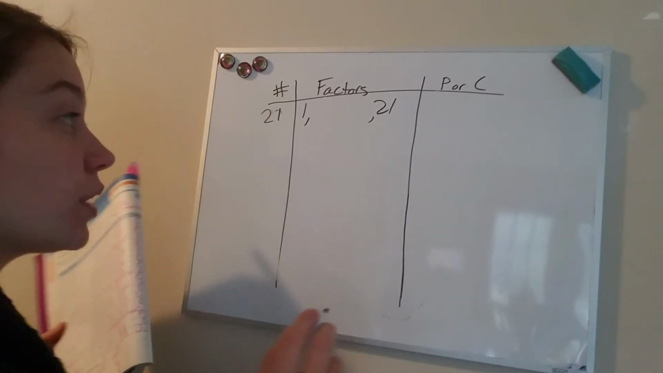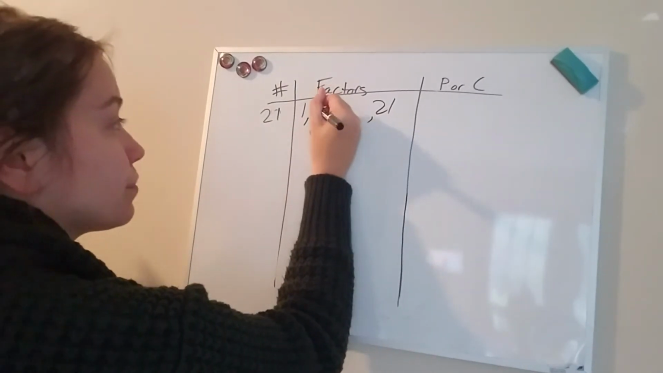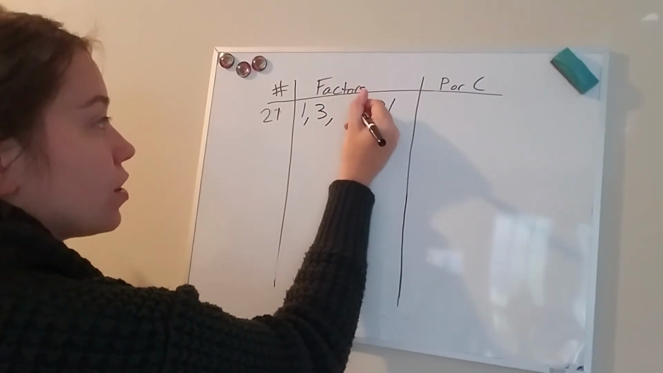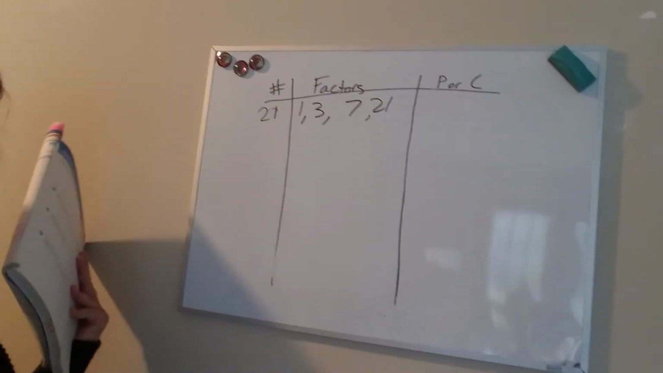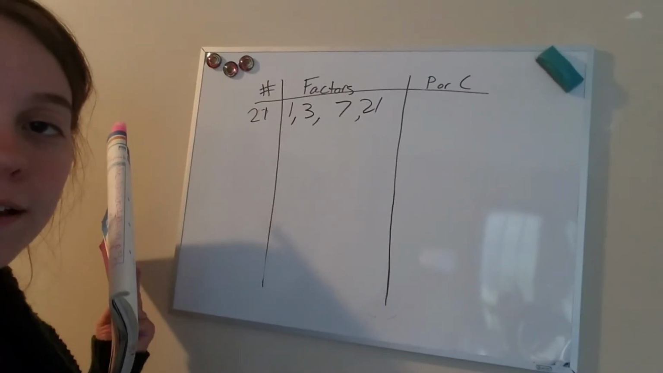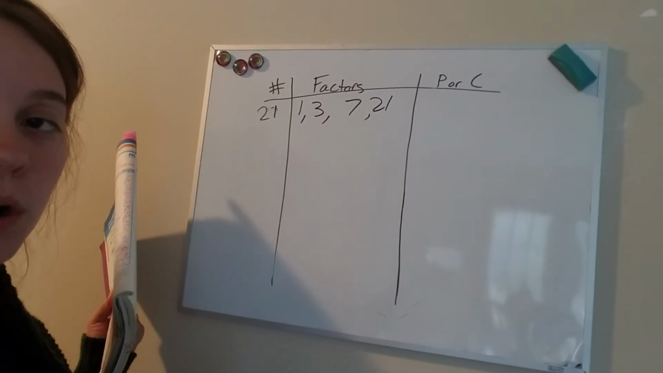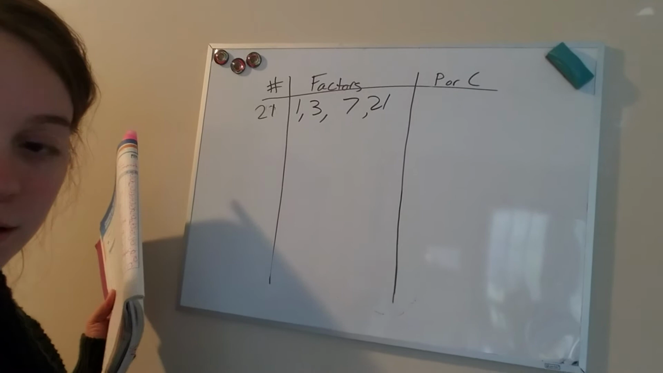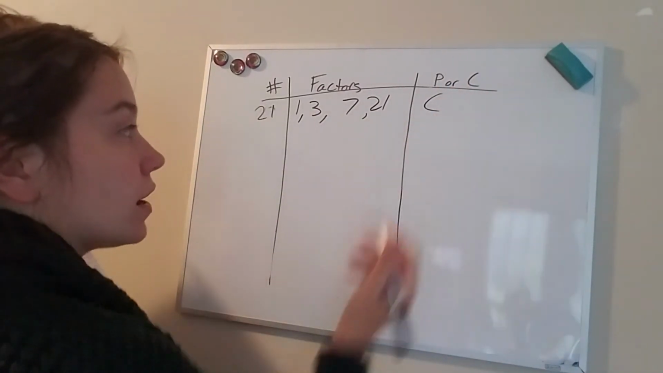Okay, can 2 go in it? No. Can 3? Yes, it can. 3 times what gets us 21? 3 times 7. Can anything else? Can 4? Can 5? Can 6? Nope. So then we get to our turnaround fact, which is 7. And that means we found all of our factors, and it is a composite number.